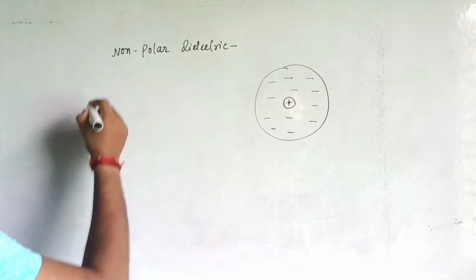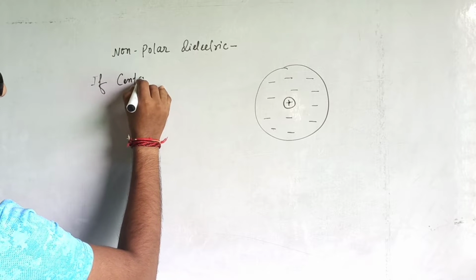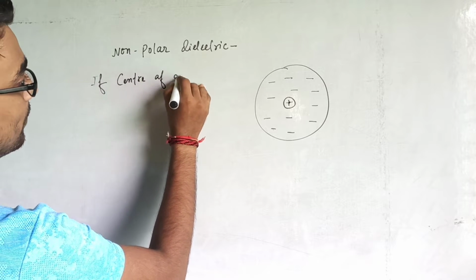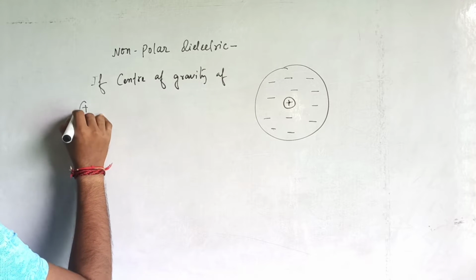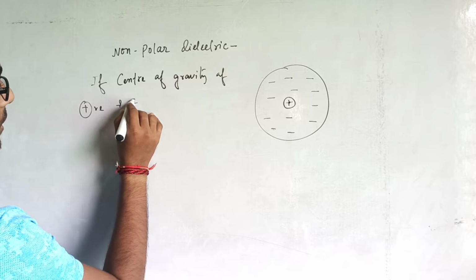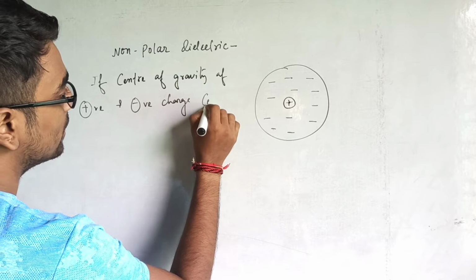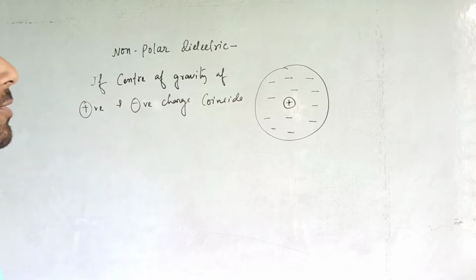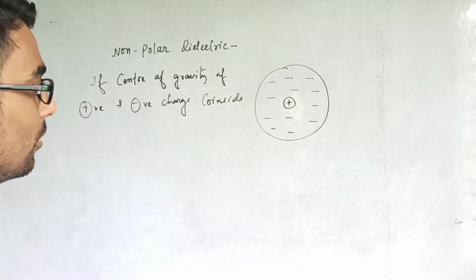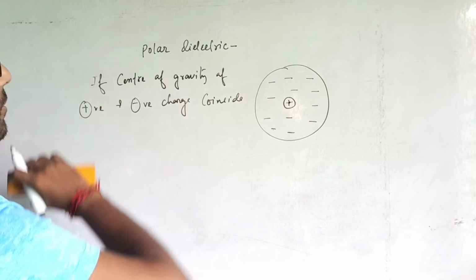In that case, if the center of gravity of positive and negative charge coincide, then we call it a non-polar dielectric. Okay, and what will be the definition of a polar dielectric?